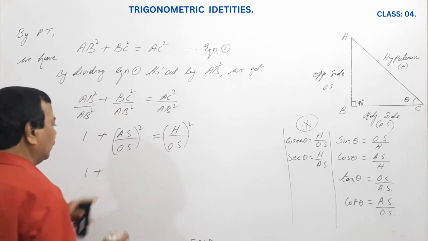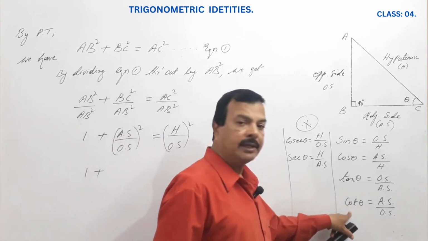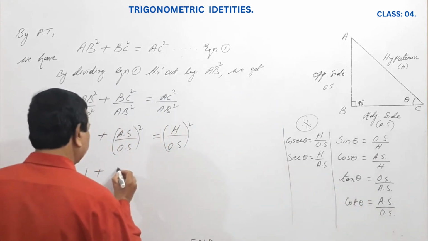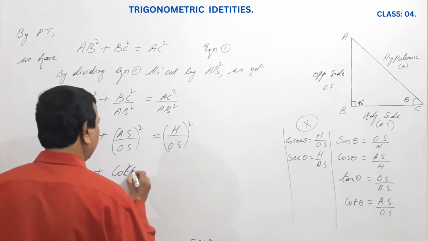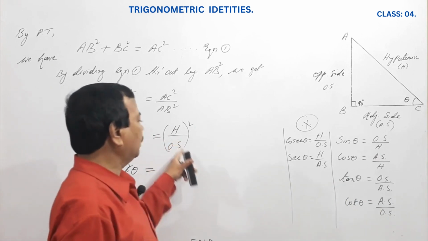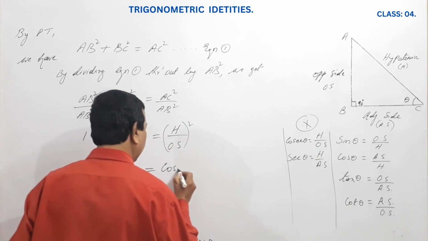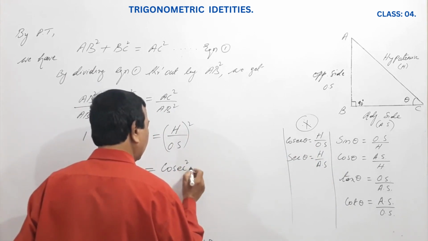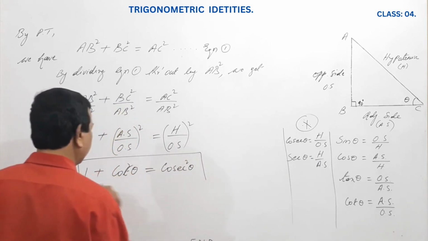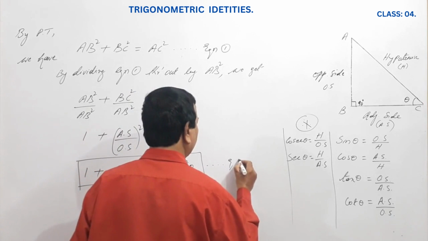So 1 plus, what is AS by OS? AS by OS is cot theta, so cot square theta equals to, this is H by OS. H by OS is cosecant theta, that is cosecant square theta. So this is an important relation which you should know. This is our important relation, equation 2.